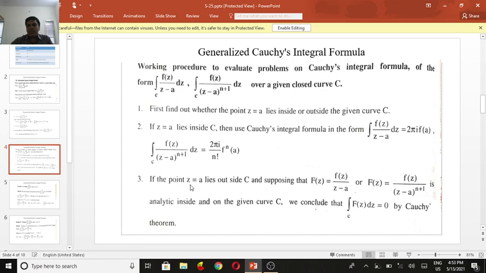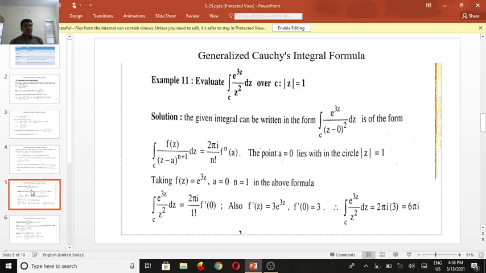If the point z equal to a lies outside C, then f of z divided by z minus a, or f of z divided by z minus a whole power n plus 1, is analytic inside and on the given curve C, so we conclude that the integral of f of z dz equal to 0 by Cauchy's theorem. So we take simple problems.